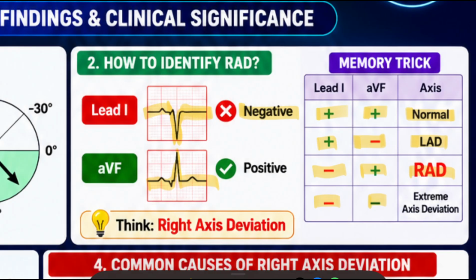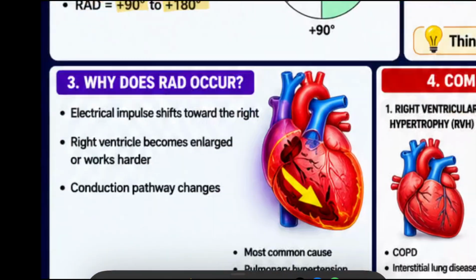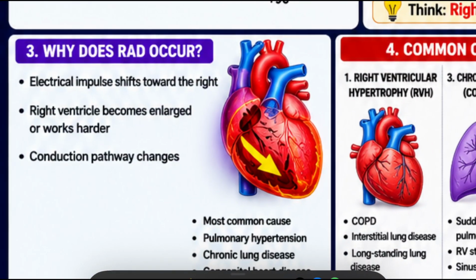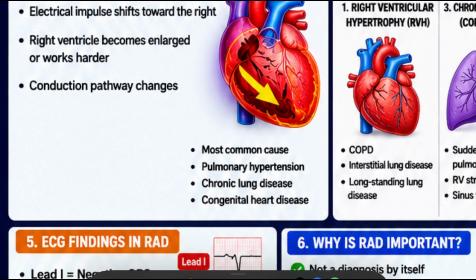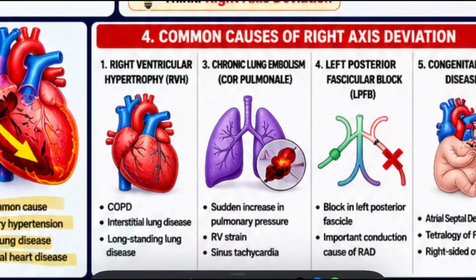So why does right axis deviation occur? The electrical impulse shifts toward the right because the right ventricle becomes enlarged and works harder compared with the left ventricle. Then the conduction pathway changes. We have some common causes of right axis deviation. Let's discuss the important causes one by one. The most common causes are pulmonary hypertension, chronic lung diseases, and congenital heart diseases.